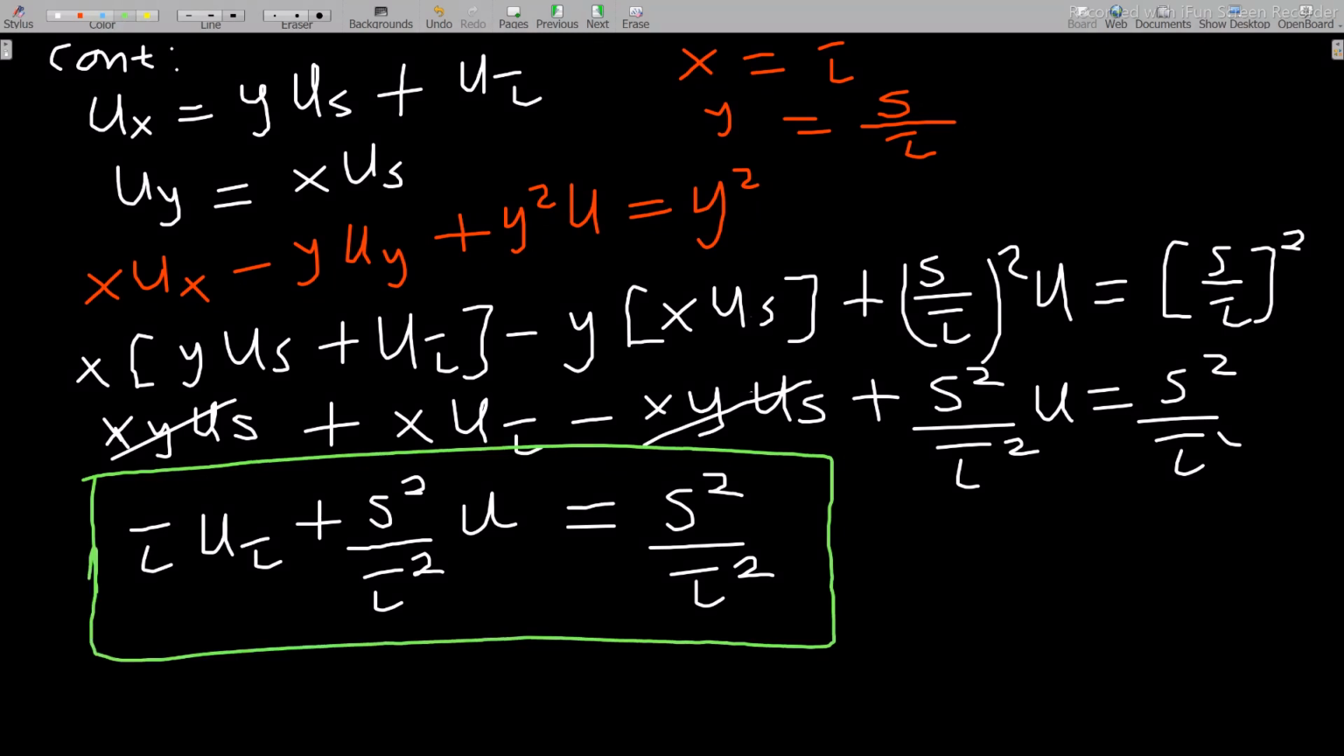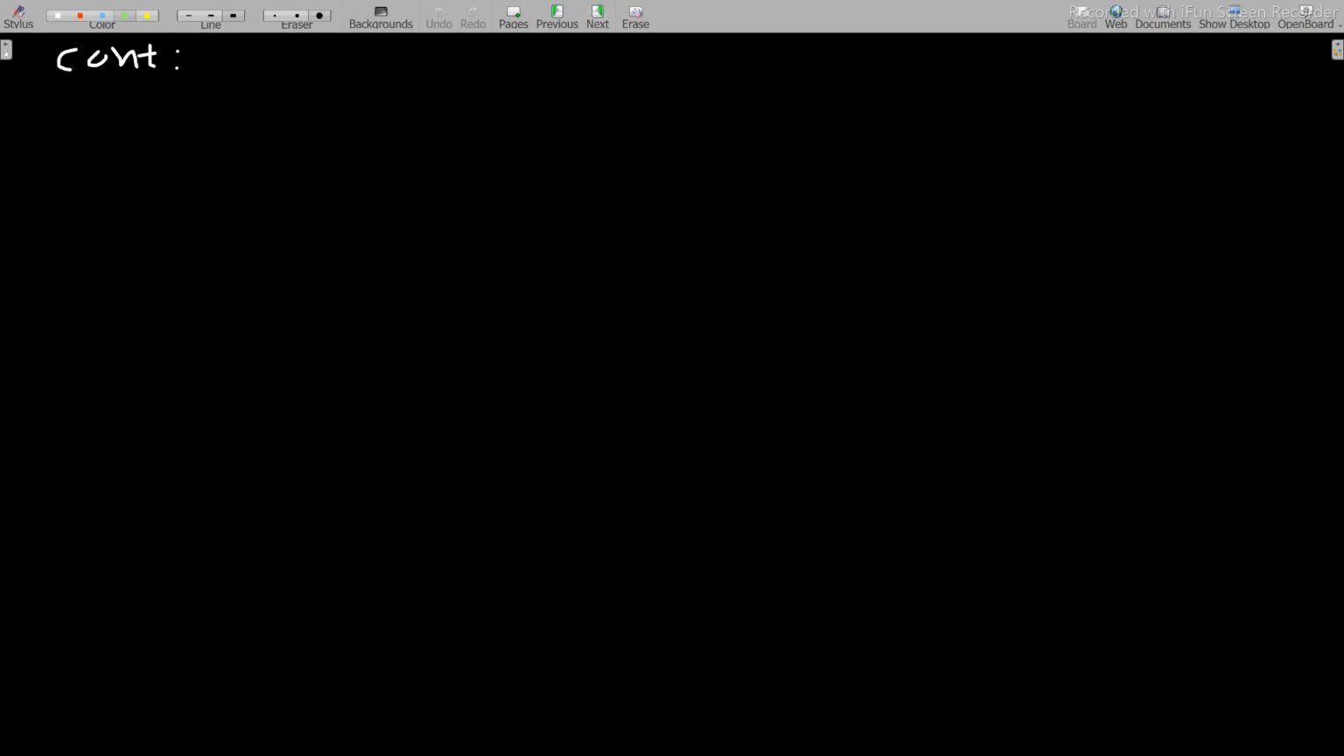Now let's go ahead and write it. Tau u tau plus s squared over tau squared. So our ODE is tau u tau.